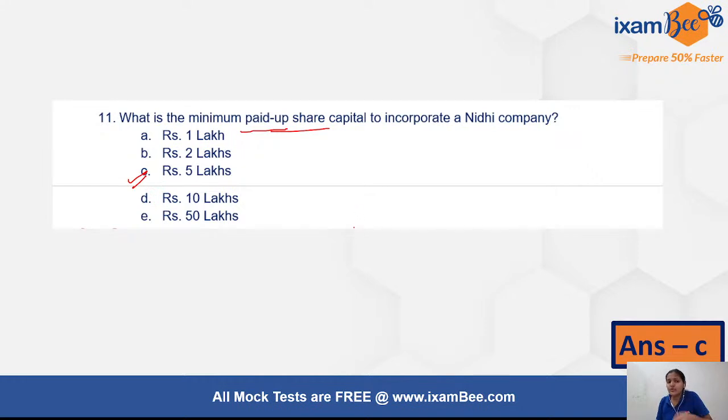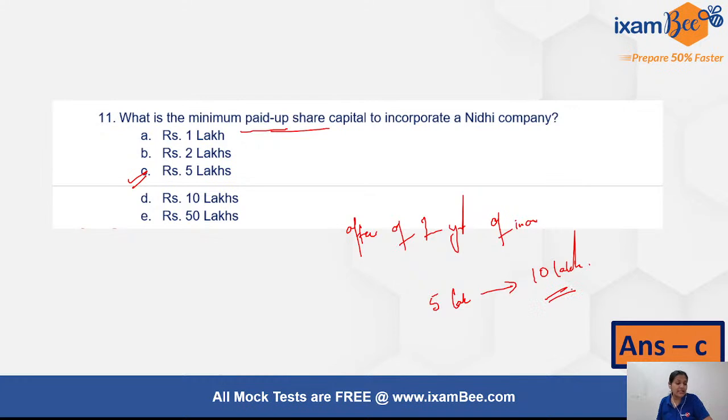And there is another rule that after 1 year of incorporation, this minimum paid up capital should have gone up from 5 lakh to 10 lakh. Right. So in case the question is after 1 year how much should be, in that case it is 10 lakh. And recently in April, the government has come out with strict submissions and declarations related to this aspect.